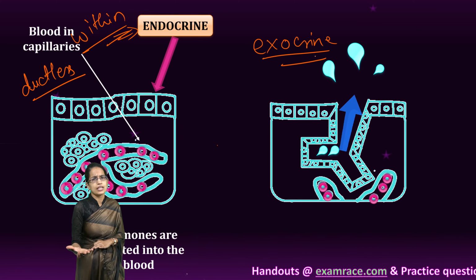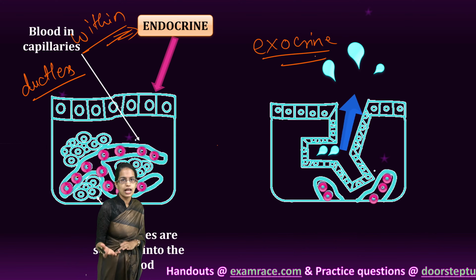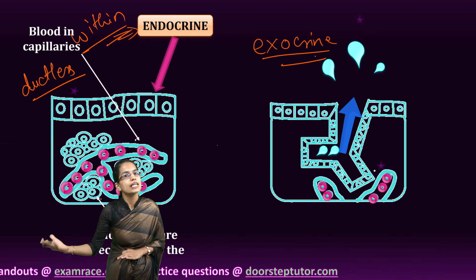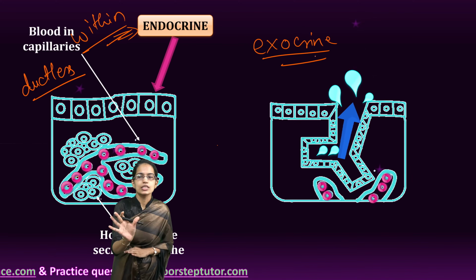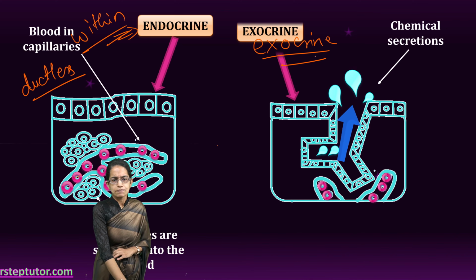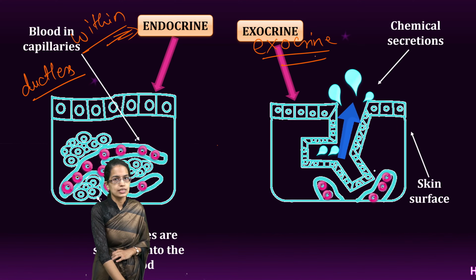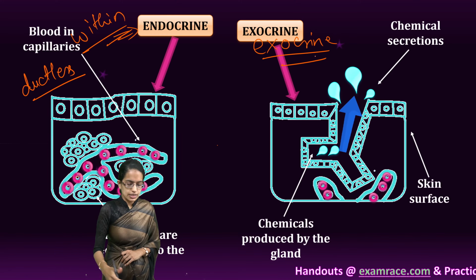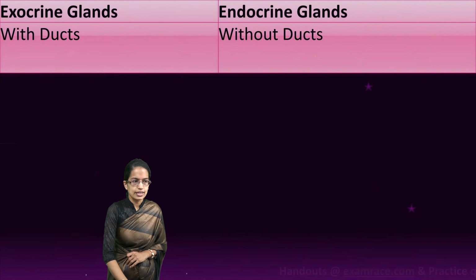Sweat gland, a very common example of an exocrine gland. So sweat is released outside, and therefore we call this an exocrine gland. This is one of the basic differences that we understand between the exocrine versus the endocrine glands. Let's move on to each of these differences one by one in detail.